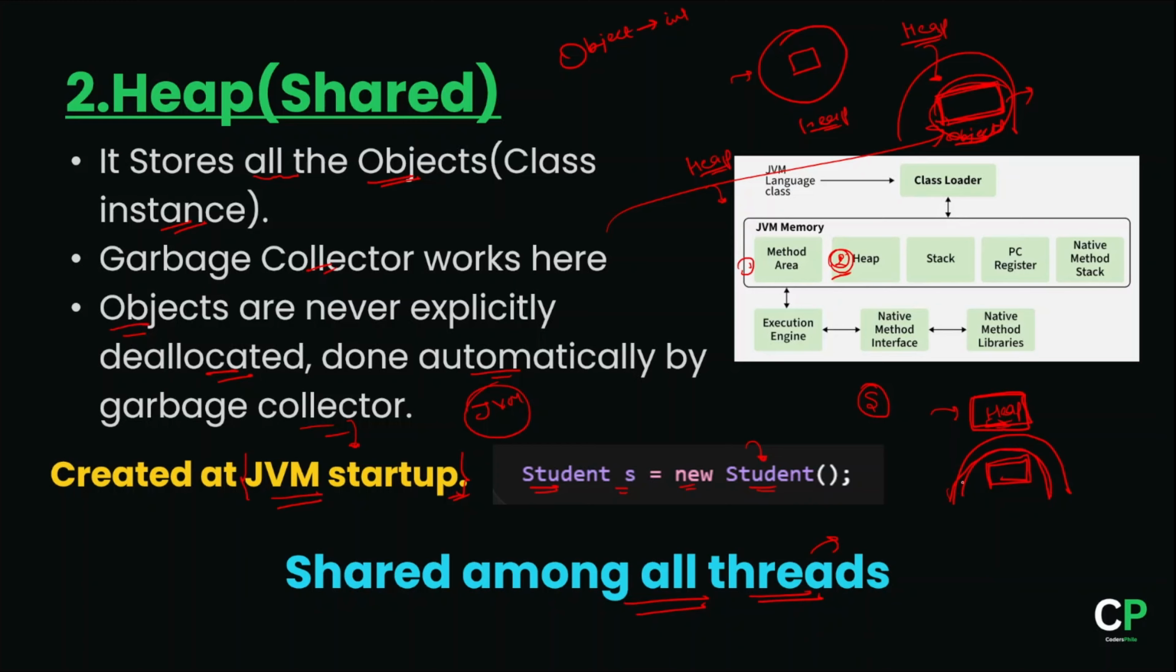So this is the heap memory. What does the heap store? It stores all the objects, and the garbage collector works here. Deallocation is done automatically.